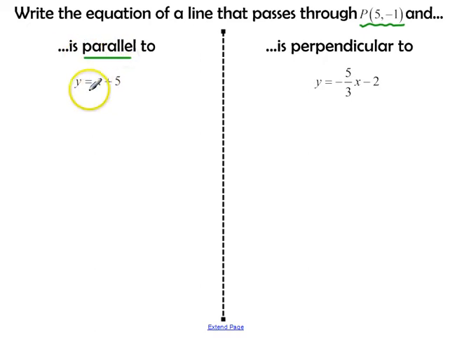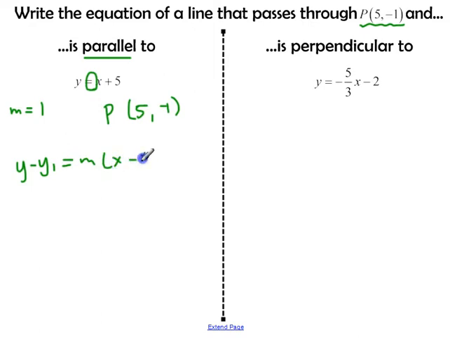When it's parallel, it's going to be the same slope. And I know you can't really see anything there, but remember there's that invisible positive 1. And then we want it to go through the point 5, negative 1. Okay. So when you're given the slope and a point, the easiest form to write this in is point-slope form. y minus y1 equals m times x minus x1. So remember, slope goes in for m, the coordinate point goes in for x1, y1.